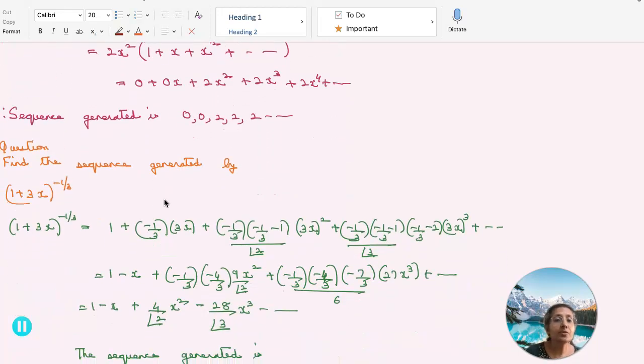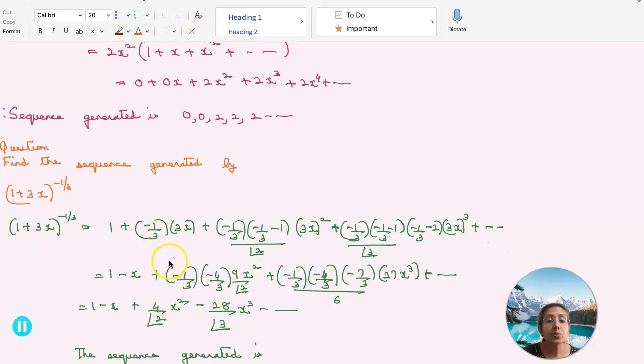Coming to the next question, find the sequence generated by (1 + 3x) raised to minus 1 by 3. Again, using the binomial expansion, this will be 1 + (-1/3)C1 into 3x + (-1/3)C2, that is (-1/3)(-1/3 - 1) by 2 factorial into (3x) the whole squared, plus (-1/3)C3, that is (-1/3)(-1/3 - 1)(-1/3 - 2) by 3 factorial into (3x) the whole cubed and so on.